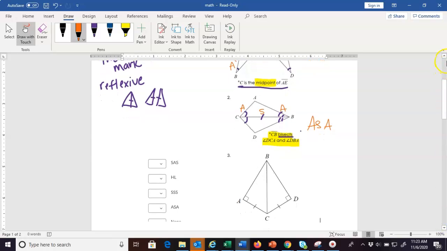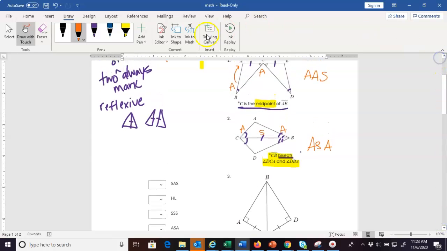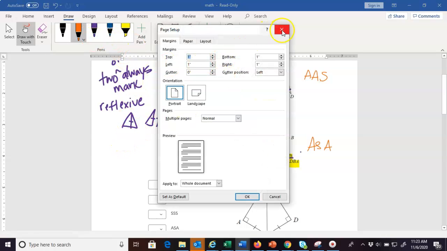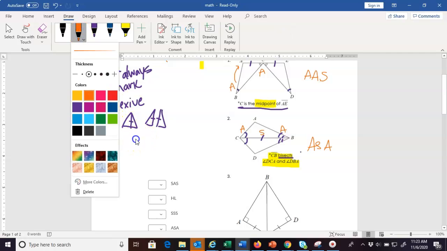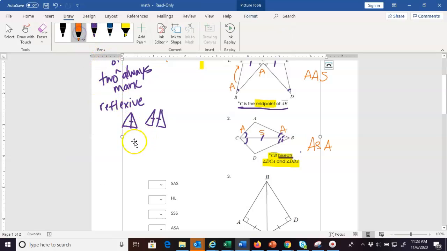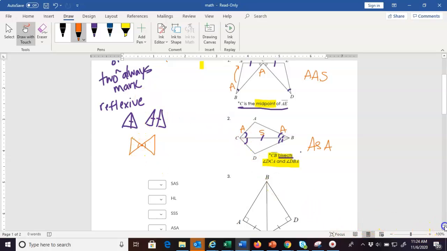Oh, the other thing, remember I said there's two things you can mark. The other thing you can always mark is the vertical angle. If you have two triangles, kind of like this is one example, these angles are right across from each other. They're vertical. They share a vertex. So you're always allowed to mark them equal because they are.